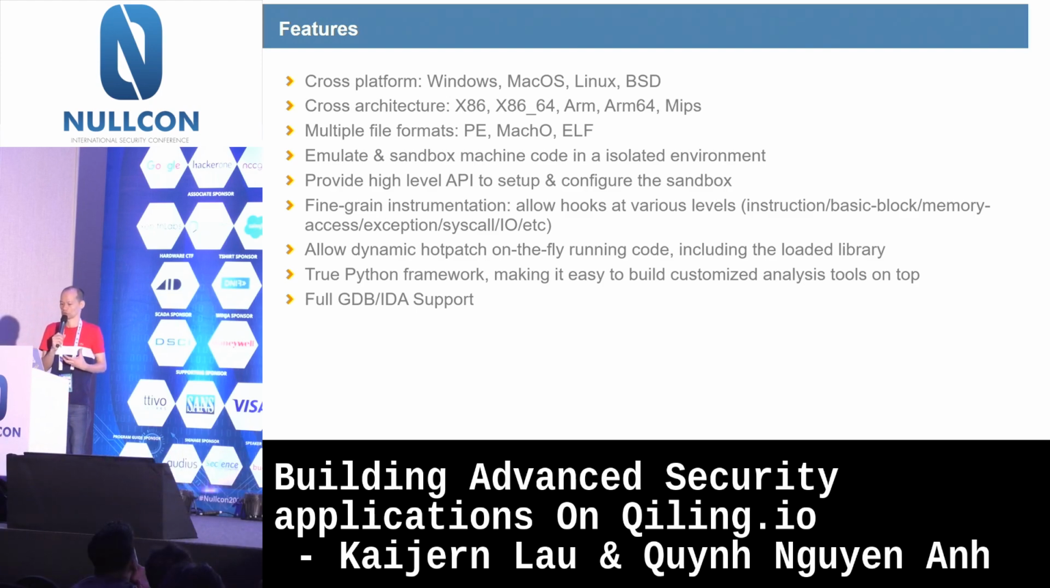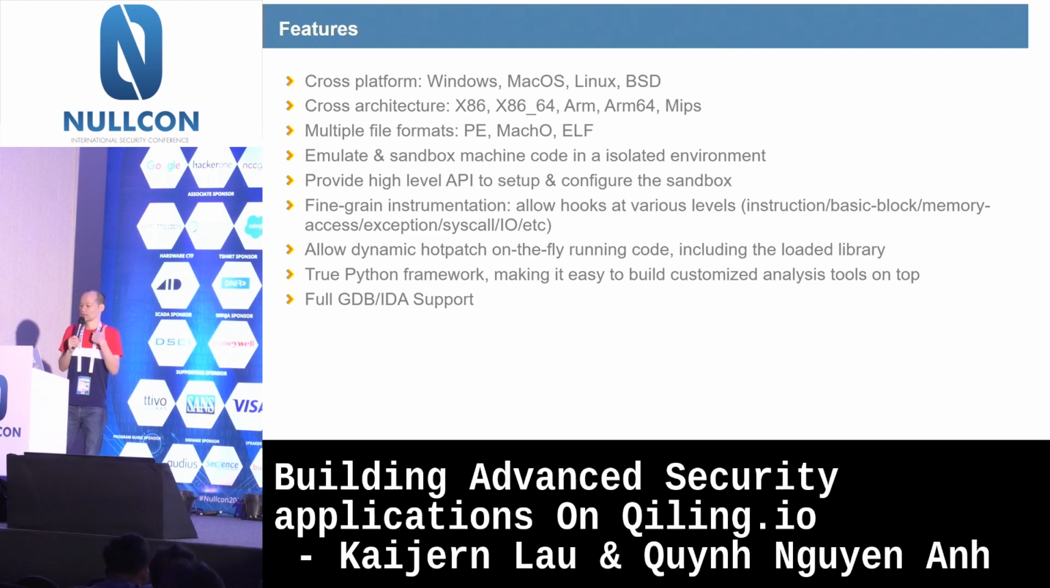Qiling is able to emulate the full binary, and it also creates a sandbox for that process, so we have the emulation running in an isolated environment. We provide a high-level API to set up and configure the sandbox. And thanks to the lower-level Unicorn emulator, Qiling provides many kinds of instrumentation at various levels. We can instrument at instruction level, basic block level, memory access, exception, system call, and so on.